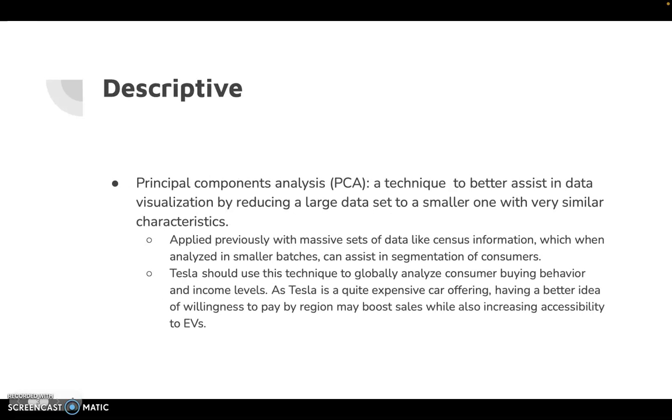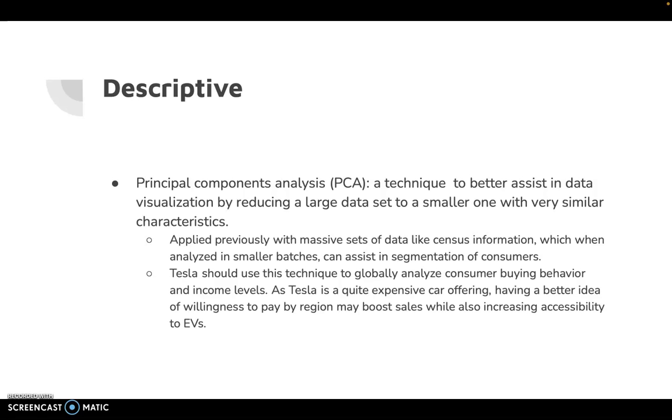So for our descriptive analysis, we have selected Principal Components Analysis, or PCA, which is a technique that helps with data visualization by taking a large amount of data and grouping it into smaller groupings that have very similar characteristics. Previously, it's been applied to large data sets such as census information, and when you break up all the data into smaller batches, you can see what they have in common, and that can help with segmentation of customers.